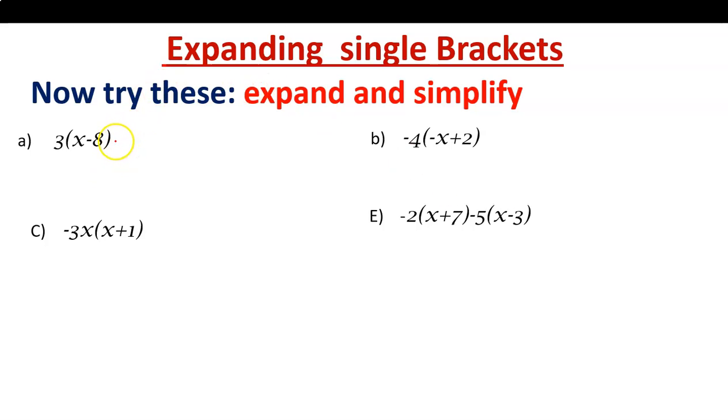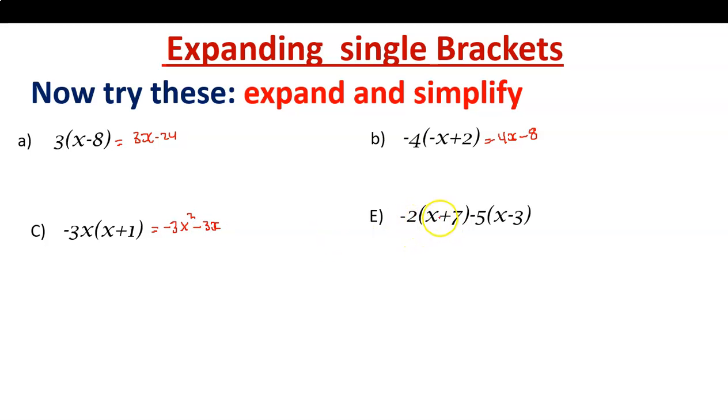Okay, the first one is very easy. First one is 3x minus 24 minus x. Let's go to the second one. Minus 4 times minus x, that's 4x. Minus and minus gives you plus. Minus 4 times plus 2, that's minus 8. This one, minus 3x times x, that's minus 3. And x times x gives you x squared. And minus 3x times 1 gives you minus 3x.